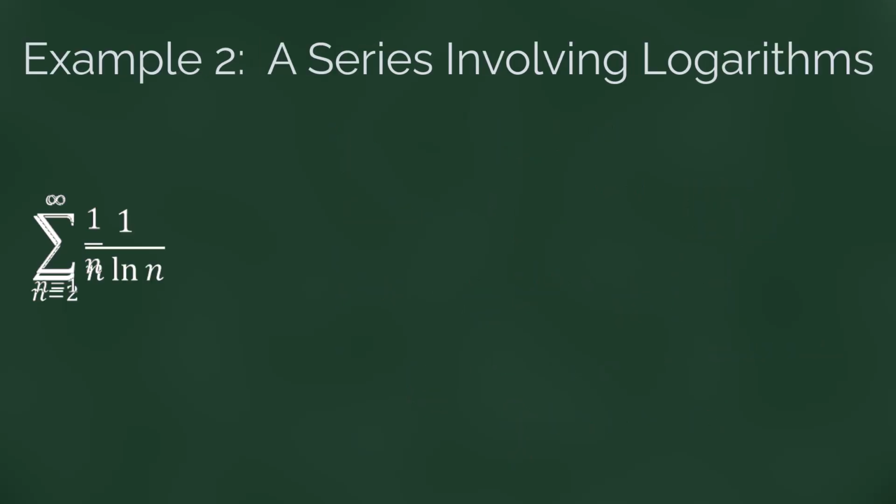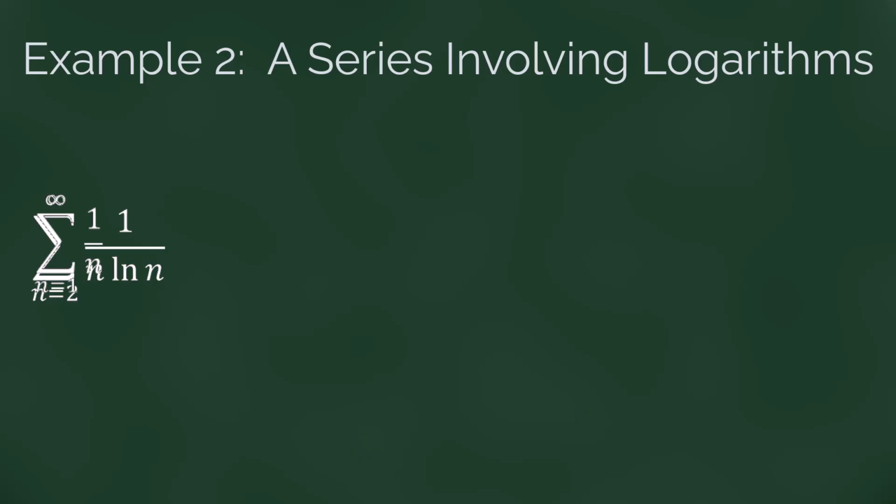We'll take a look now at a slightly different series. This one's going to involve natural logarithms. So we've got the sum from n equals 2 to infinity of 1 over n ln n. Notice that this series, or the sequence that the series is built on, is undefined when n equals 1 because the natural log of 1 is 0.